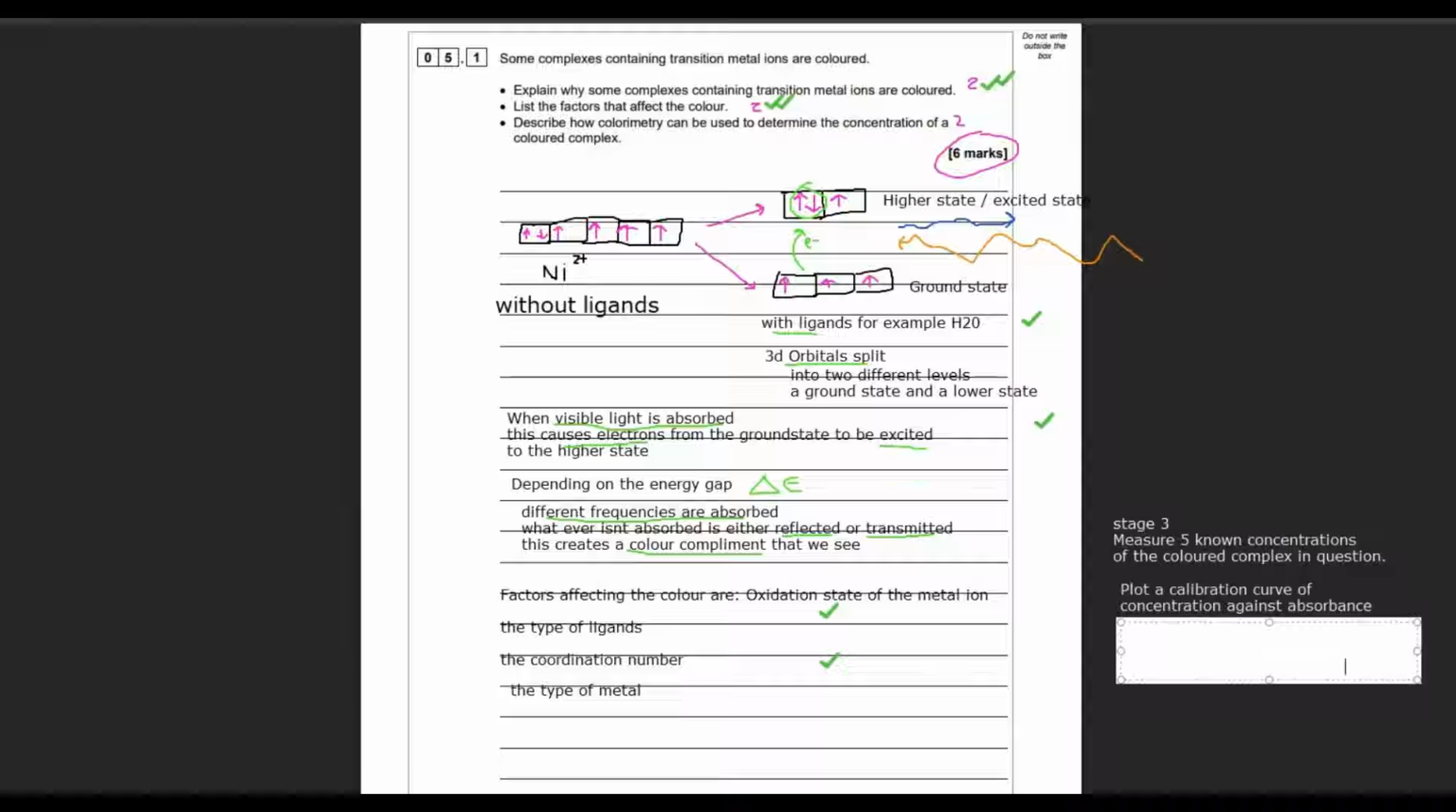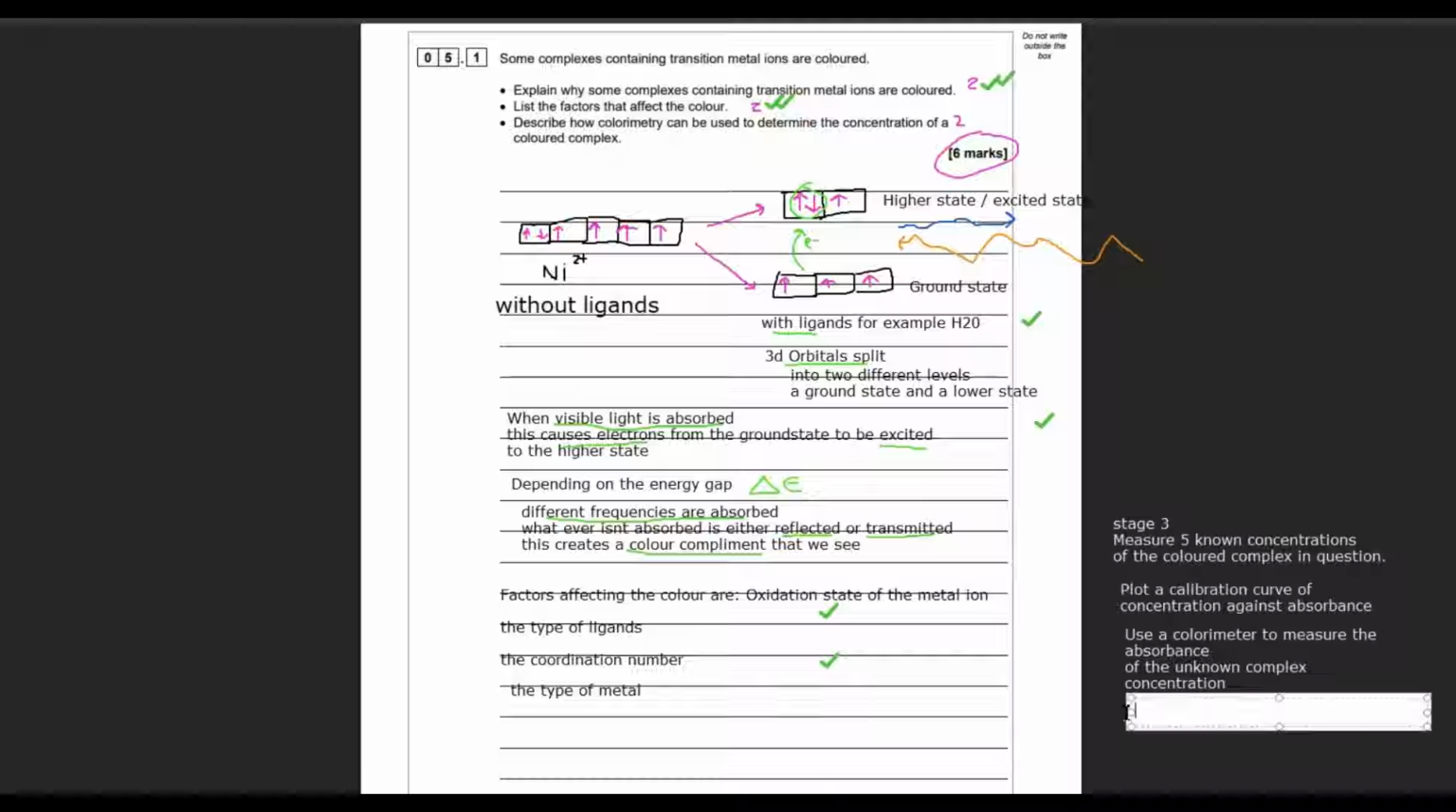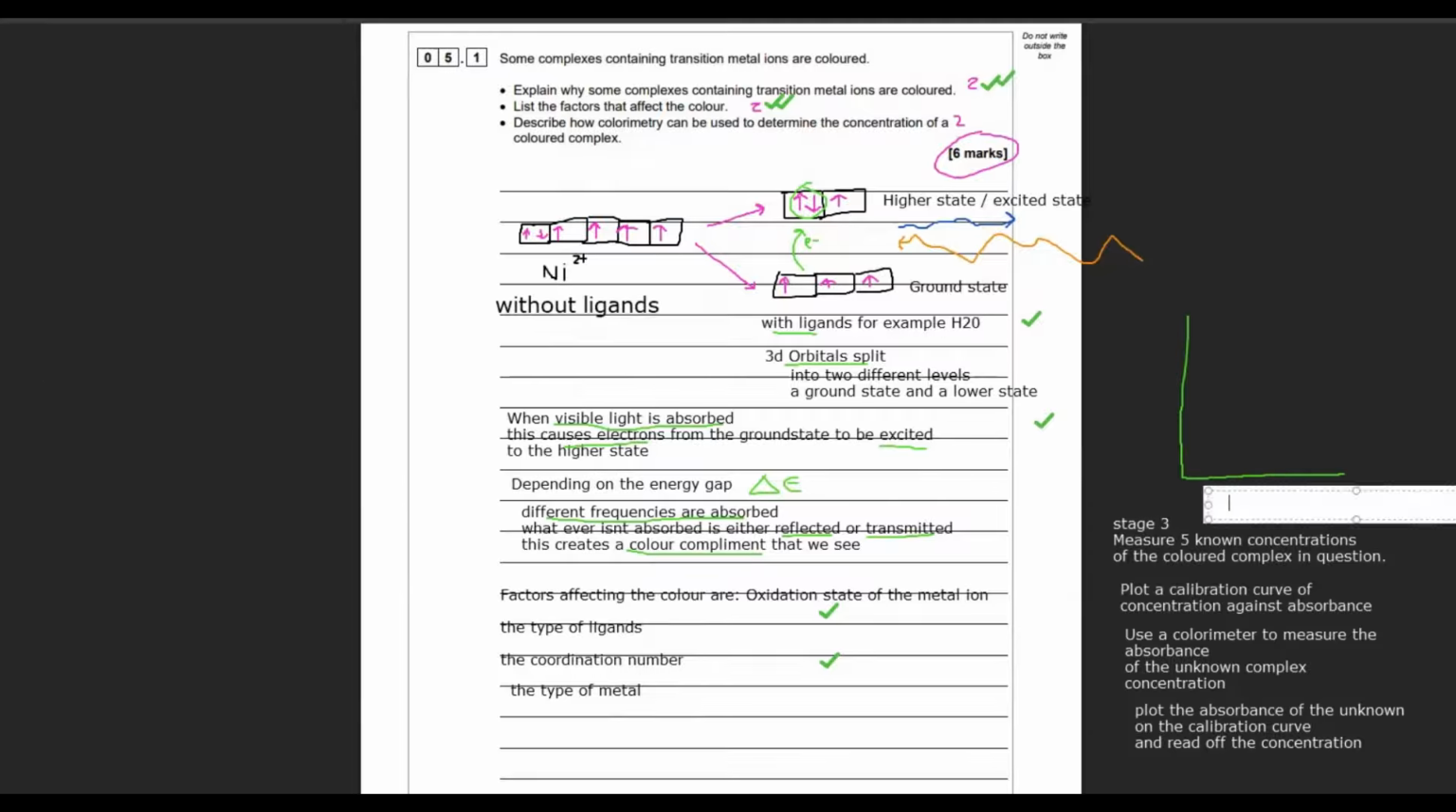Now take your unknown copper complex ion solution. Use your colorimeter to shine light at it and measure the absorbance. And now you can plot the absorbance onto your curve and draw a line across from the absorbance of your unknown. Where it meets the line, draw it down to the concentration, and you're going to find the concentration of your unknown solution. And I'll sketch that out in a little diagram for you here.